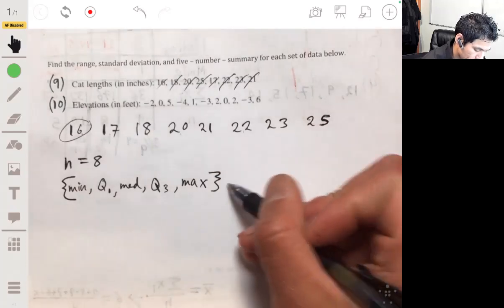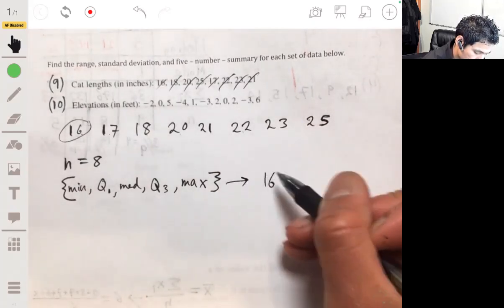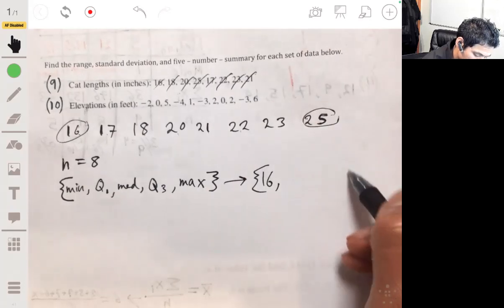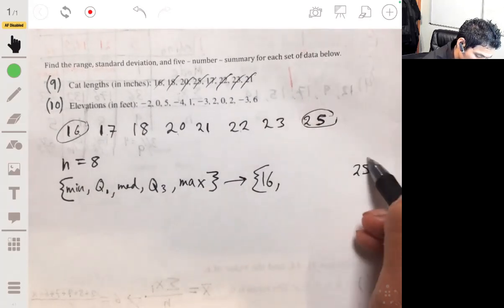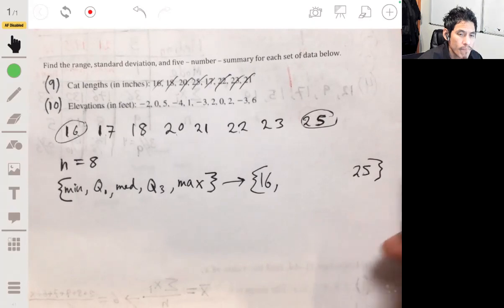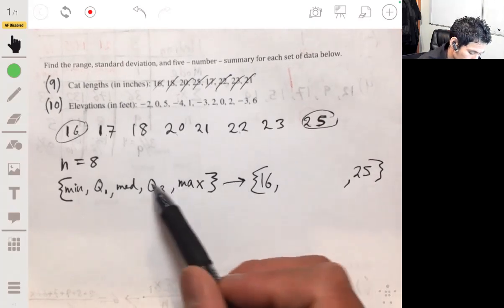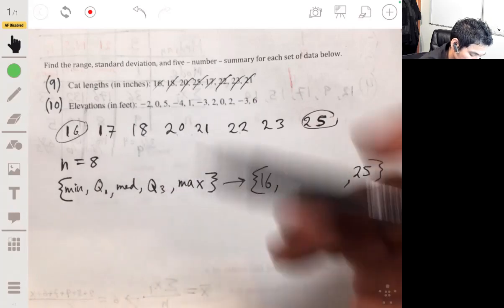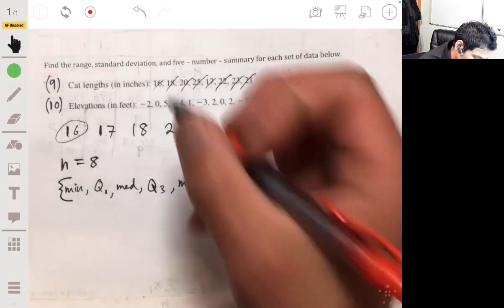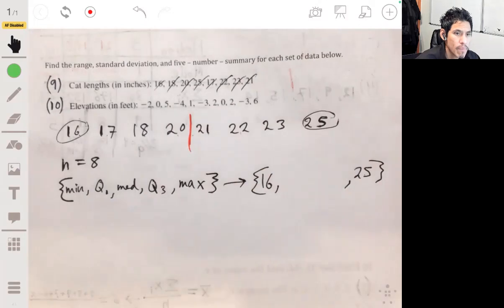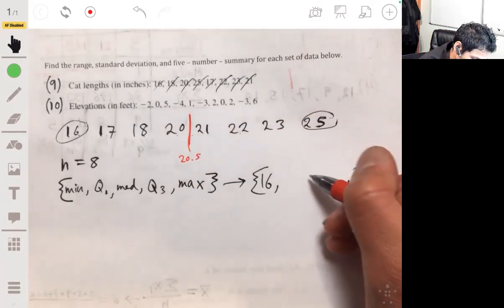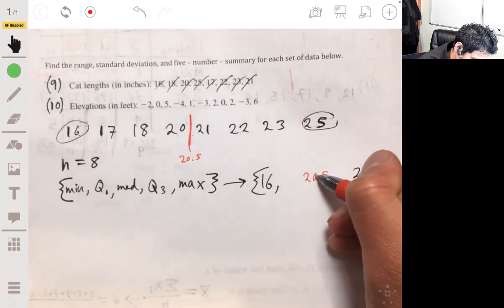Minimum is 16. Maximum is 25. Now the median, the middle. Since there are 8 of them, the median will be between 20 and 21. So the median will be 20.5.